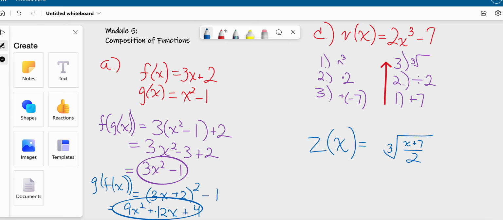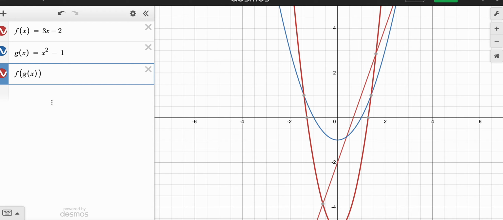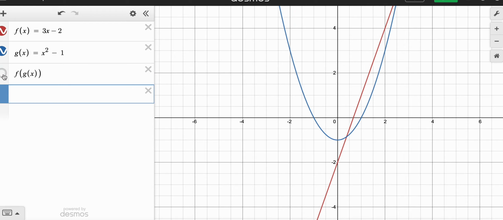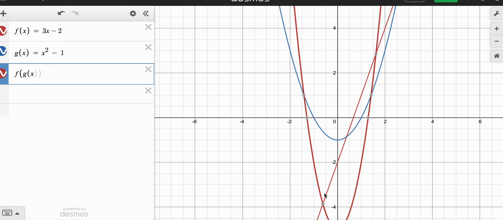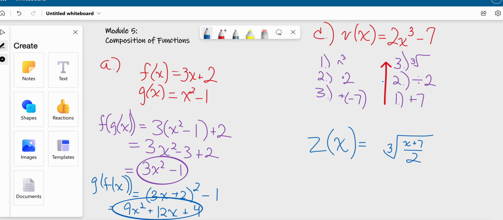So I'm going to quickly graph this f of g of x and graph the g of f of x. I had those in here before. So f of g of x. Now it's putting it in a different color. It must be red again. So f of g of x is this one, the other red one. And I have g of f of x, which is the little skinny blue one here. So you can see there are different graphing representations.